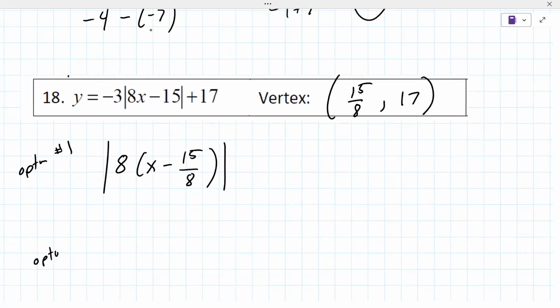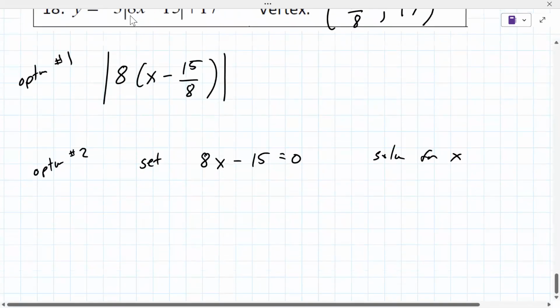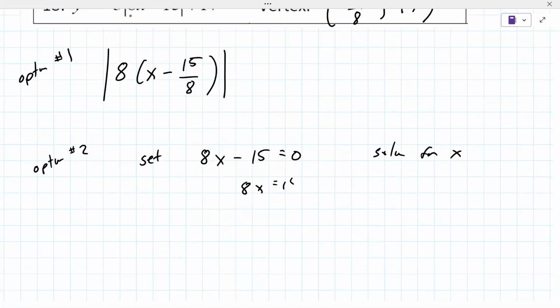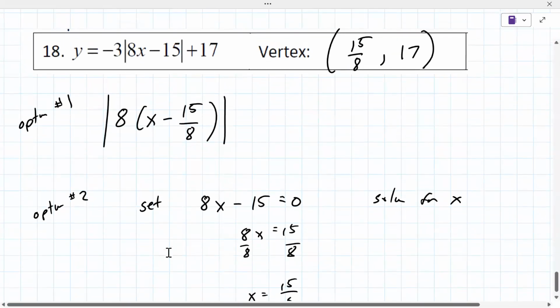Option number two, and this actually falls more in line with the way that I would teach this, is you set 8x minus 15 equal to 0. And then you solve for x. And you end up getting 8x equals 15, divide by 8, divide by 8, x equals 15/8. And that's the other way to do it, to get the h. Okay, so it's kind of up to you.